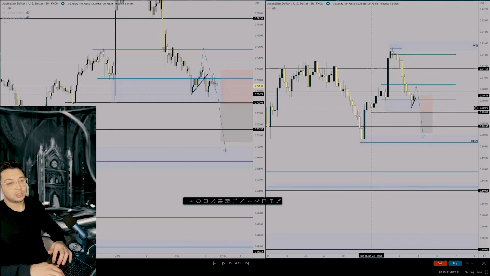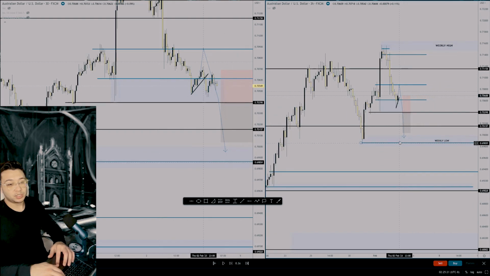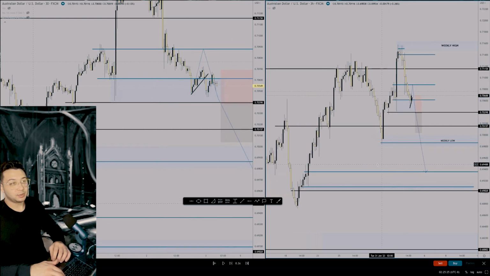Right here, this is a strong higher low point. If this breaks, there's a lot of space that price can come down to this level of support and down to this weekly low and possibly lower. If this weekly low point breaks, then we're making a new lower low point on the overall higher time frame.